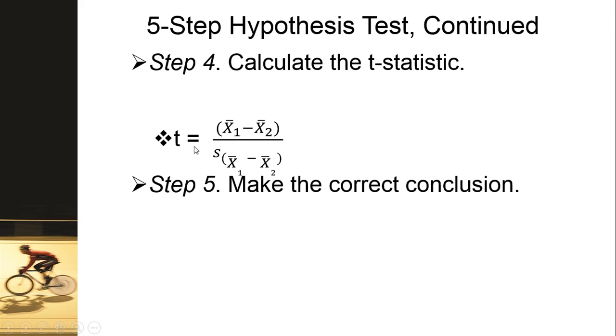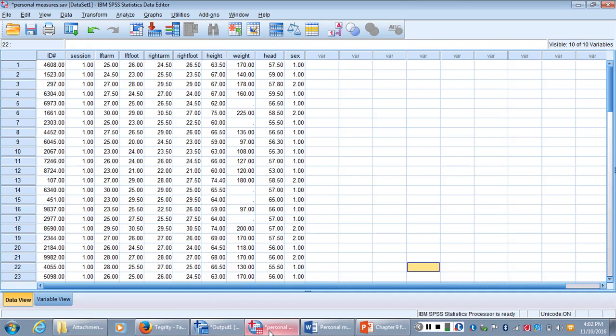The t formula is x bar 1 minus x bar 2 divided by the estimated standard error of the mean differences in these two groups. Okay, on step number 5, make a correct conclusion based on your calculated t compared to your rejection zone and figure out what is going on from there. Look at how SPSS can help you.